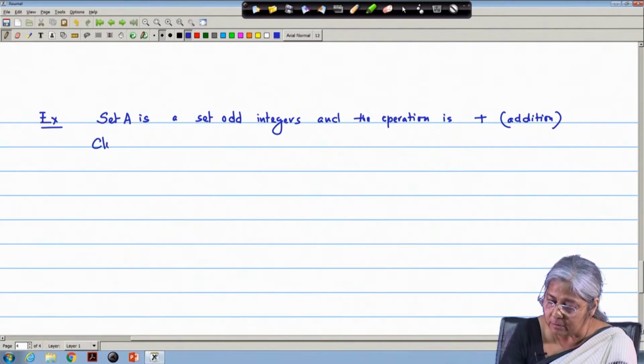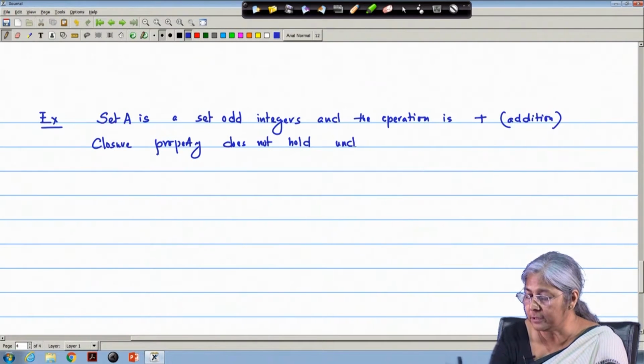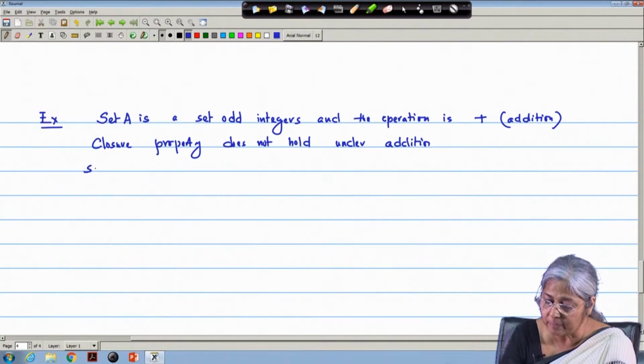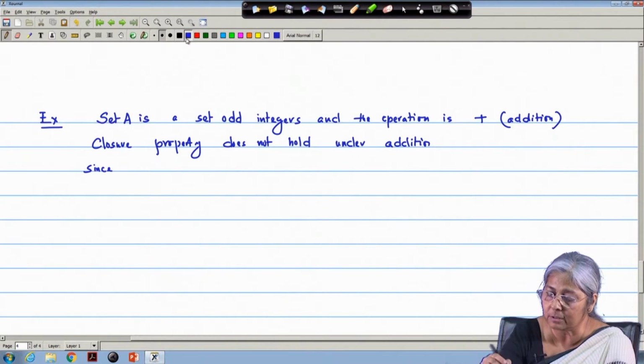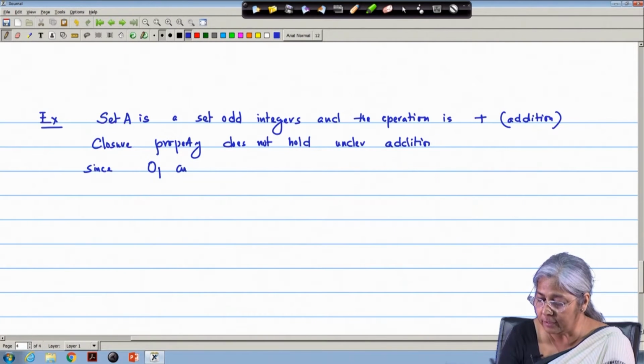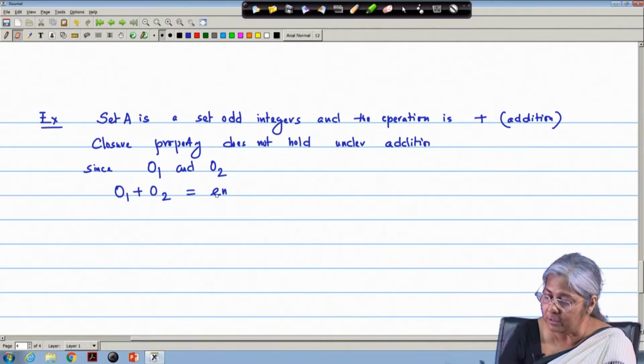You can write that the closure property does not hold under this addition for this set of odd integers, since if I consider two odd integers, O1 and O2, then O1 plus O2 will always be equal to an even integer.